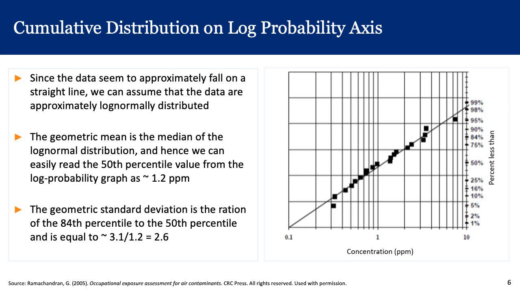So the added benefit of doing these calculations on a log probability plot is that not only do you get these parameters, you also obtain an understanding of the full distribution of exposures, and you can read off other percentiles that might be of interest, such as the 95th or the 98th percentile or the 99th percentile. So these are all going to be of use as we move forward in our discussion of exposure variability.